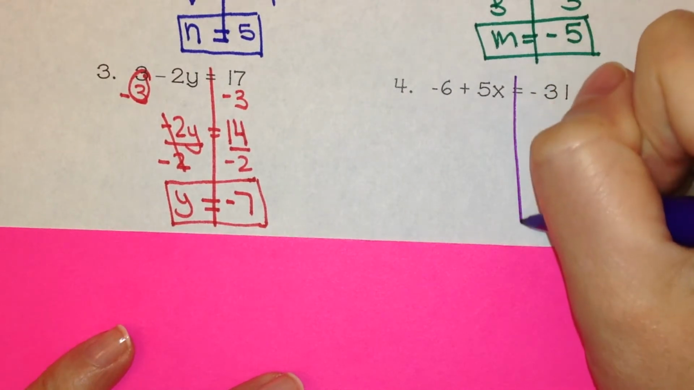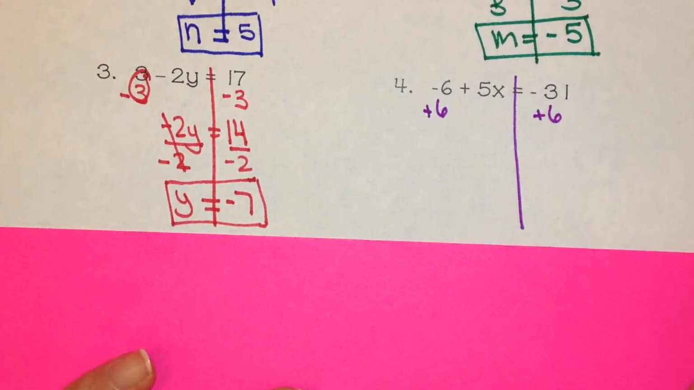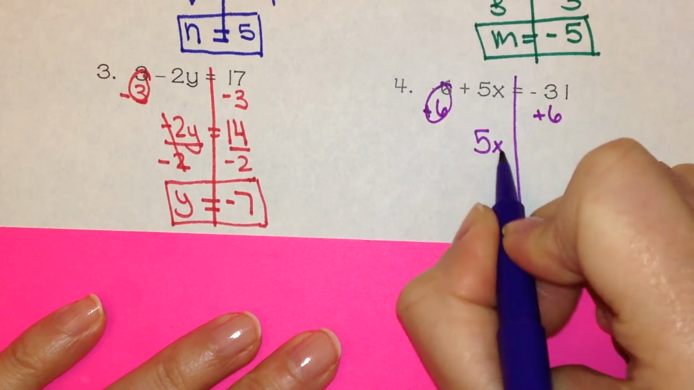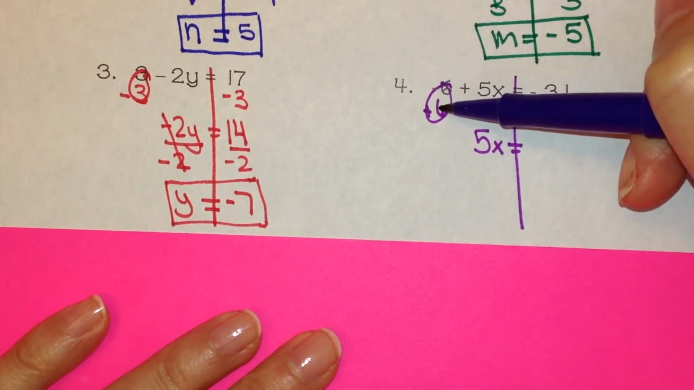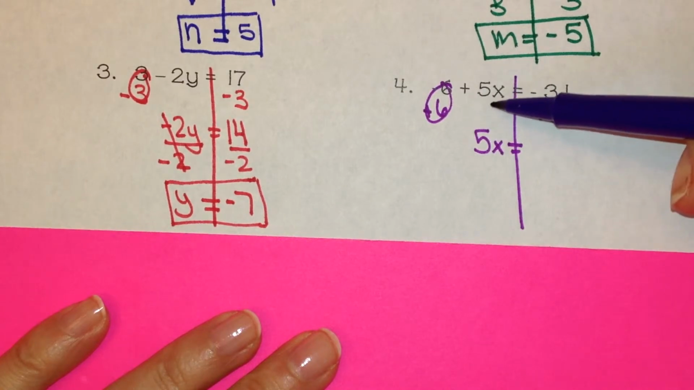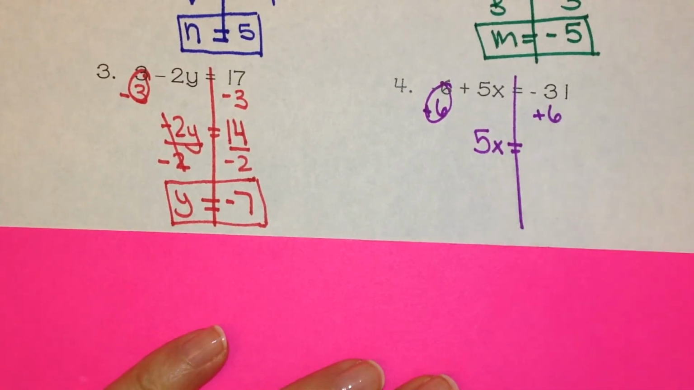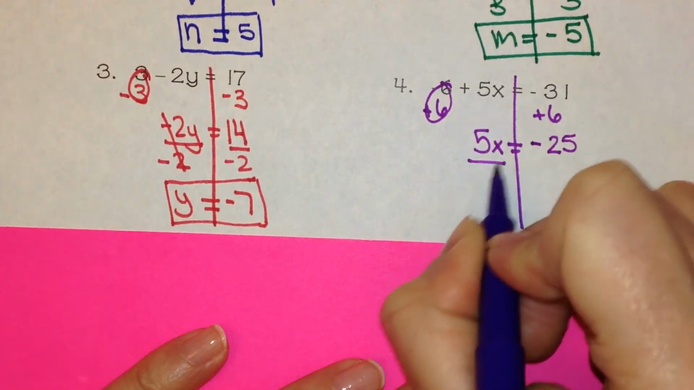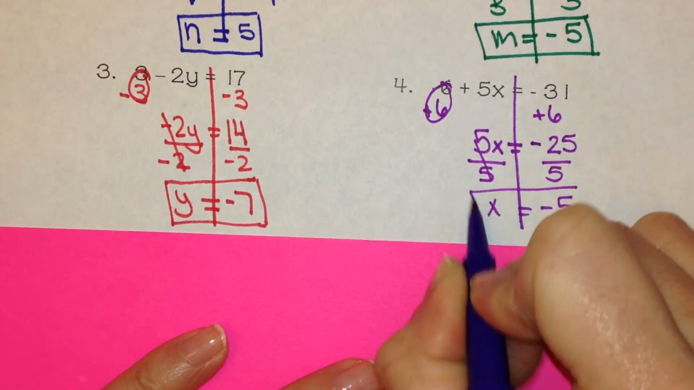All right, number 4. Get rid of the negative 6 by adding 6 to both sides. Negative 6 plus 6 is 0. Bring down that positive 5x equals, and again, remember, line up your plus 6 right below that negative 6. Don't put it below your 5x because you can't add 6 to an x value. So make sure you're lining everything up neatly. Negative 31 plus 6 leaves me with negative 25. Divide both sides by 5, and x equals negative 5.